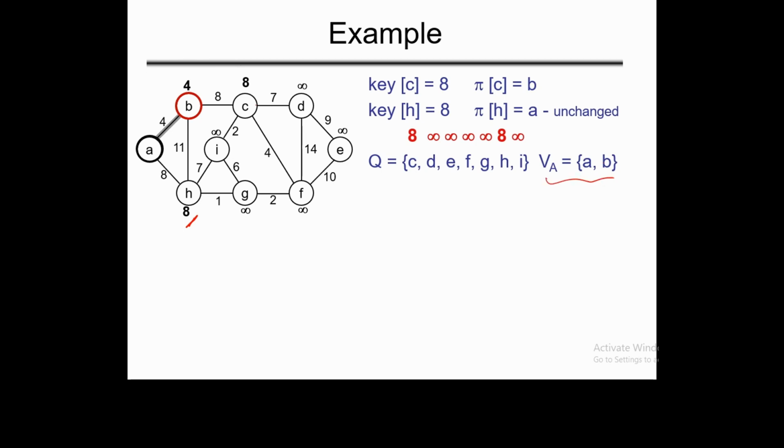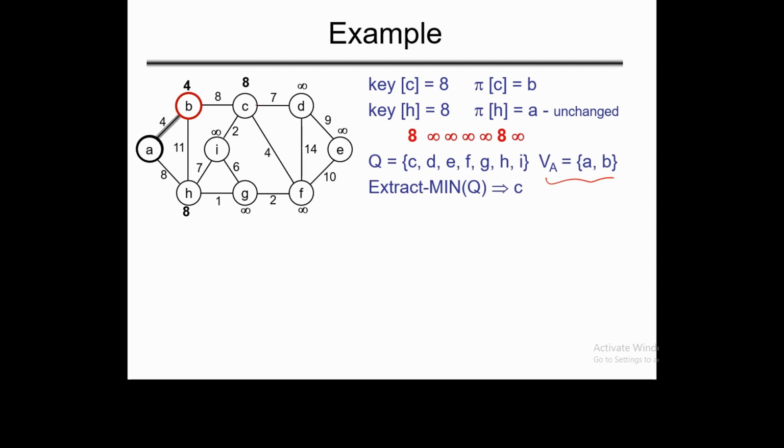Okay. So now what will happen? Again, we'll extract a vertex from this with the minimum key value. You can see here there is a tie in this. What does it mean? Basically, it means we can have more than one minimum spanning tree by using this Prim's algorithm. Either we can extract C, or we can extract H.